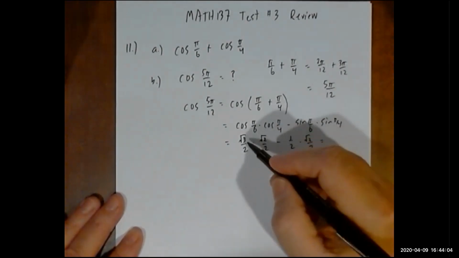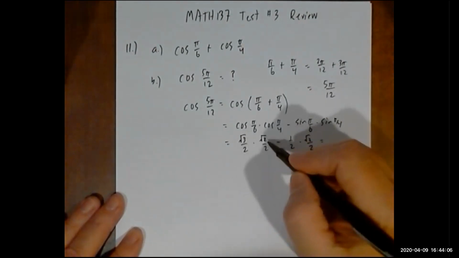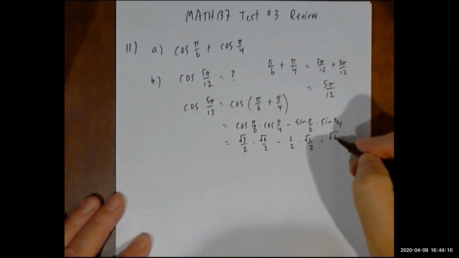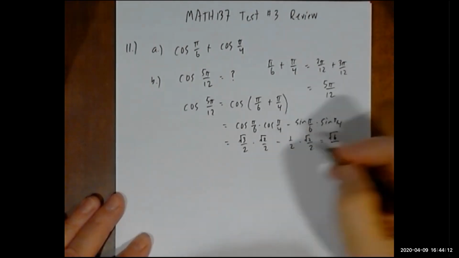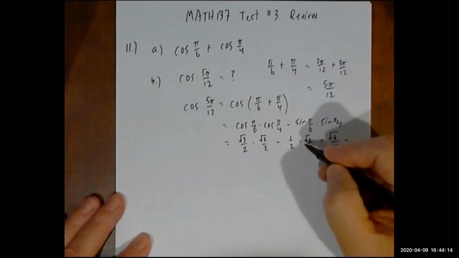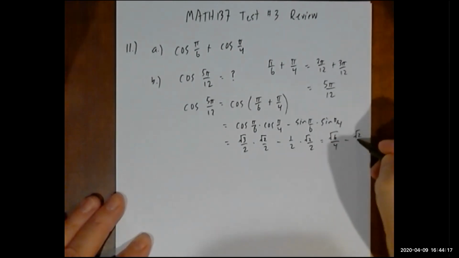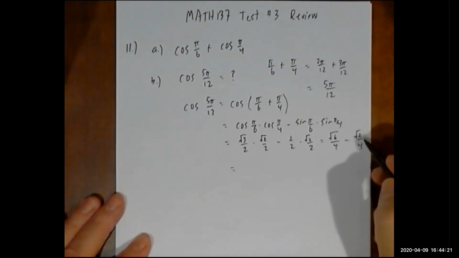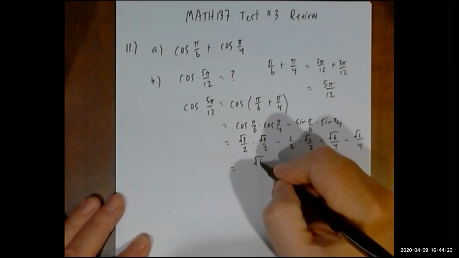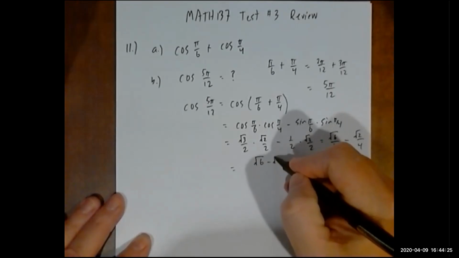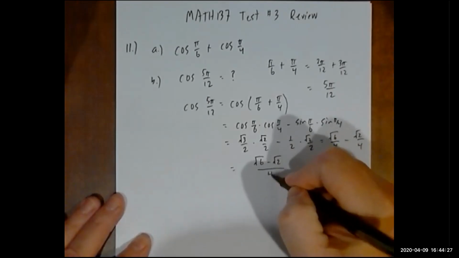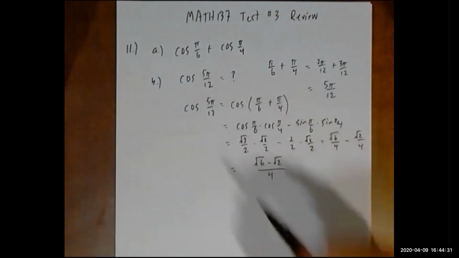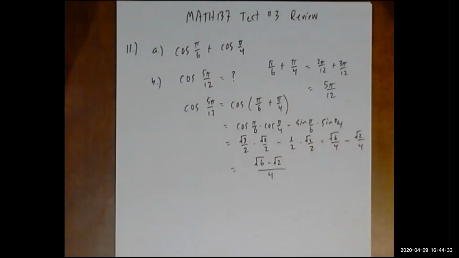Now to simplify this, if you multiply two square roots, you can just multiply the numbers under the square root. So square root of 6 over 2 times 2, 4, minus square root of 2 over 4. Since these have the same denominator, we can make this one fraction. And that is the exact answer for the cosine of 5 pi over 12.